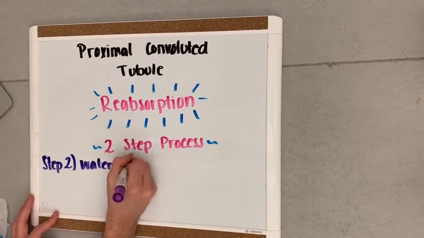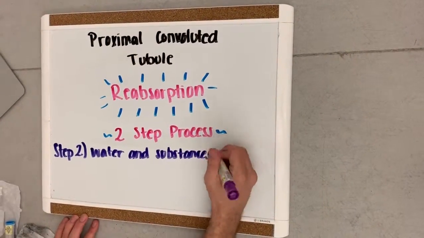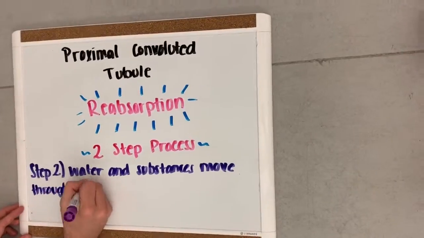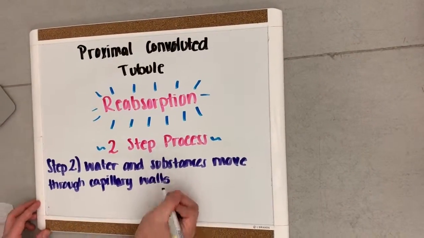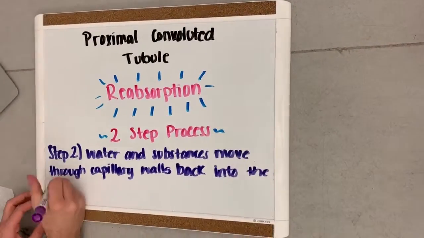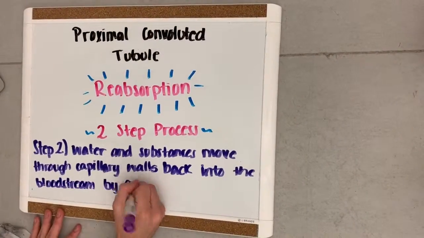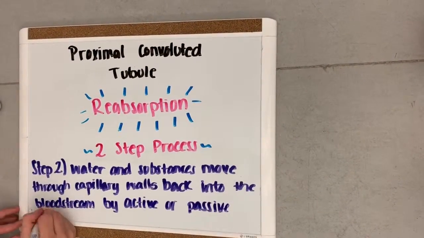During the second step, water and substances move through the basolateral membrane into the interstitial space and then diffuse through the capillary walls and back into the bloodstream by either passive or active transport.